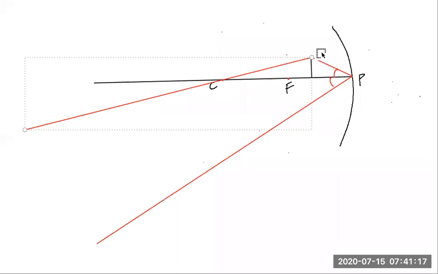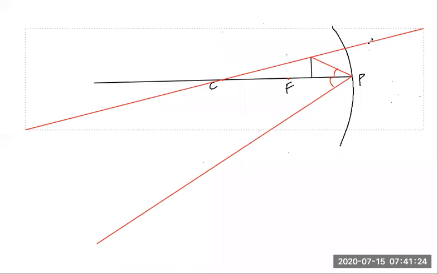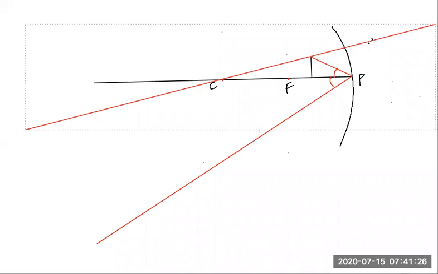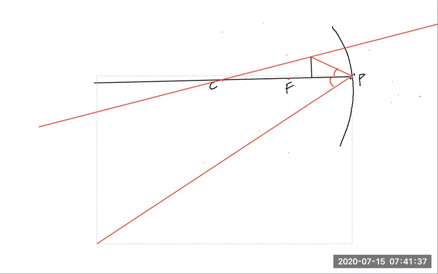Now we will extend it backwards, students, and see where they intersect. Now, see students, this is the ray I've extended backwards. And now I'm extending this ray.